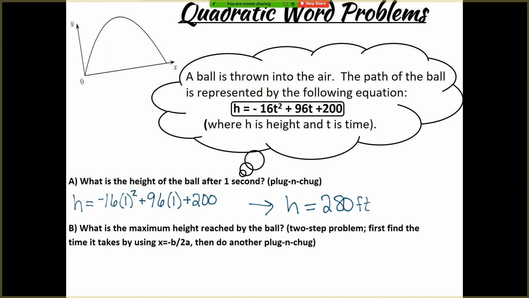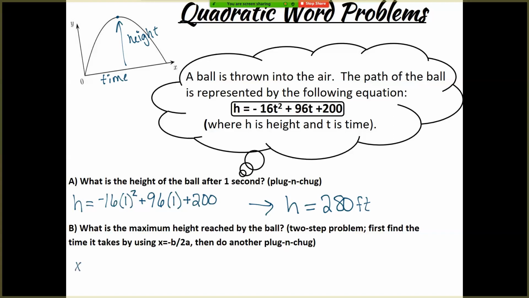Part B says, what is the maximum height reached by the ball? And then I give you a hint. This is a two-step problem. First, you need to find the time that it takes by using x equals -b divided by 2a, and then do another plug and chug. So really, I'm asking you to find this ordered pair, x comma y. X is the time it takes to get to the max height, and then this is your height. And again, that's your vertex, so it's going to be the maximum height you have.